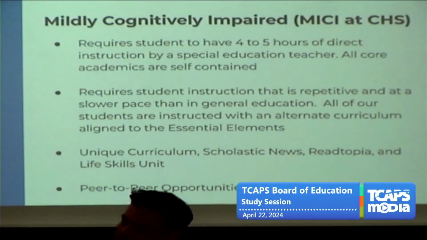The curriculum that they are currently using is Unique Curriculum, Scholastic News, Readtopia, and then a life skills unit, really hitting on those life skills that they need to be independent. In addition to that, Central does a peer-to-peer program where general education students come into the program to work with the students, because they are in that room most of their days, so that gives them the opportunity to still interact with their peers.